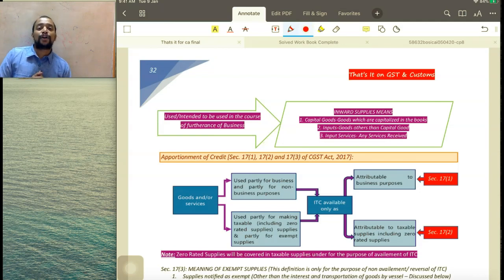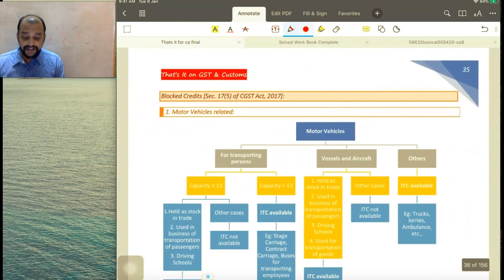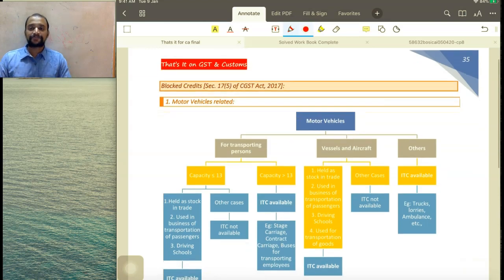Now we need to move on to 17 subsection 5, and remaining portions in 17 we will come and see later. So I am proceeding to 17 subsection 5 blocked credits. Have a look into that. This is on page number 35.